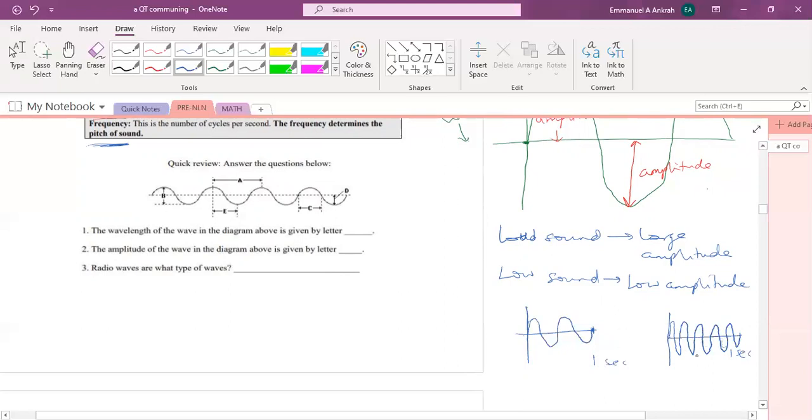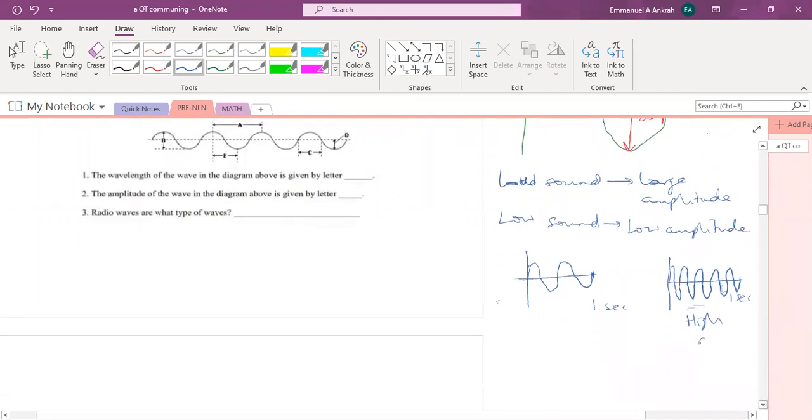Right. So this one has more cycles within the same second than this one. So this one has a high frequency. And this one has a low frequency because the number of cycles per second is less. Number of cycles per second, that's the frequency.